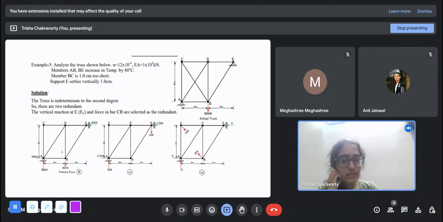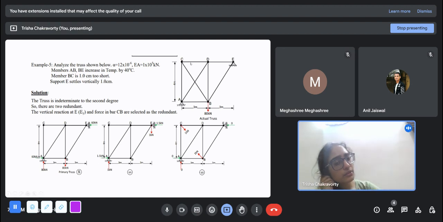Now this is a truss with some temperature increase and some member fits. That part we will ignore for now, because I don't think that is properly included in the syllabus. But this truss interestingly has external indeterminacy as well as internal indeterminacy. You see, this has one hinge and another hinge support. So there are four external reactions and three equations. So it is 1 degree externally indeterminate.